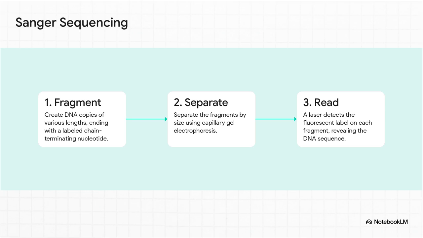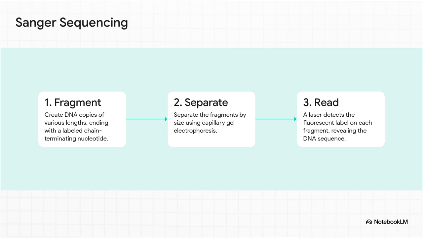Well, the big breakthrough was this brilliant method called Sanger sequencing. Conceptually, it's actually pretty clever. You start by making millions and millions of copies of a DNA strand. But here's the trick. Each copy is designed to stop at a different letter, and that final letter gets tagged with a unique color. Next, you sort all these fragments by size, from the shortest to the longest.